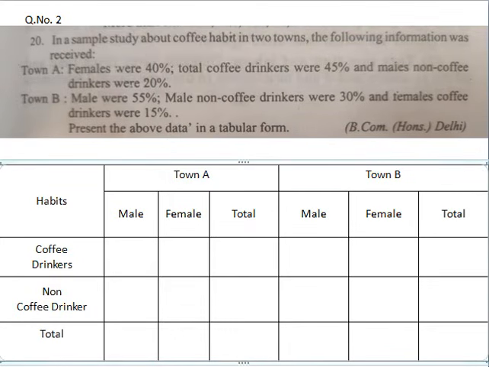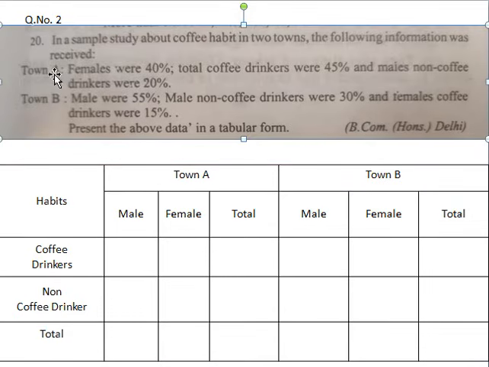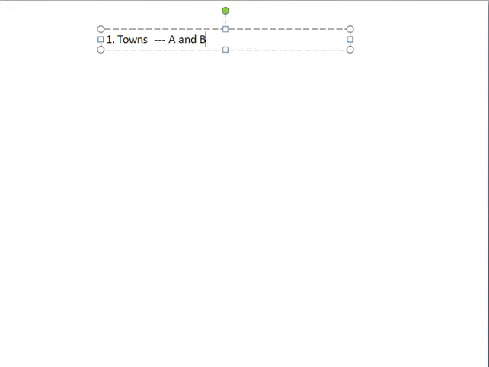So I will draw the first title of the table. Before that we need to go for the solution. In a sample study of, you just listen to the question. In a sample study about the coffee habit in two towns. Two towns are there, so town A, town B are the items. So the first variable is towns. You have to find the variables. How many towns are there? A, next B, two variables.